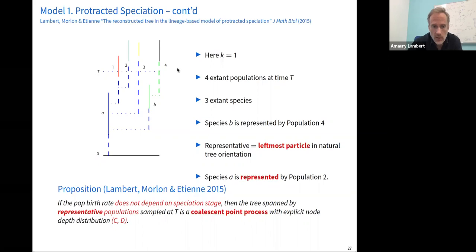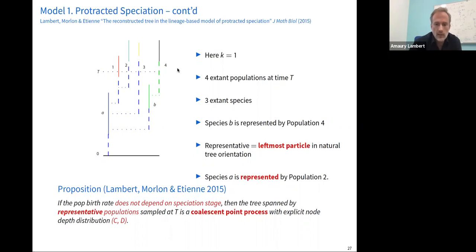And you see that species A has 2 descending incipient species at time capital T. And what we chose is to assume that the representative population of species A is the leftmost particle in the natural tree orientation.